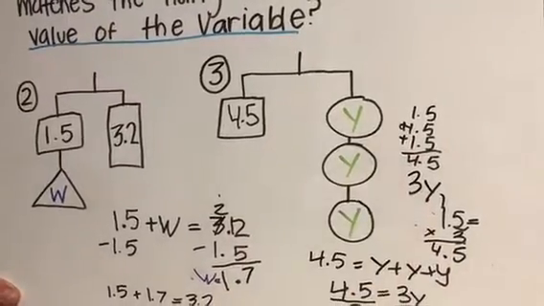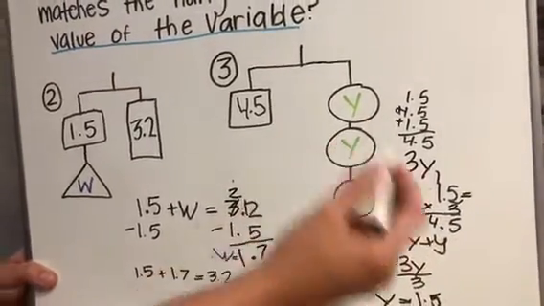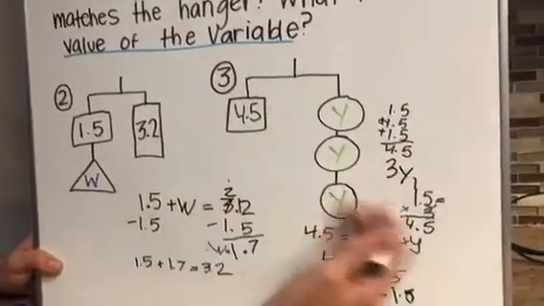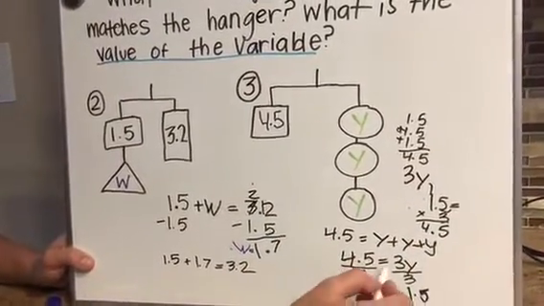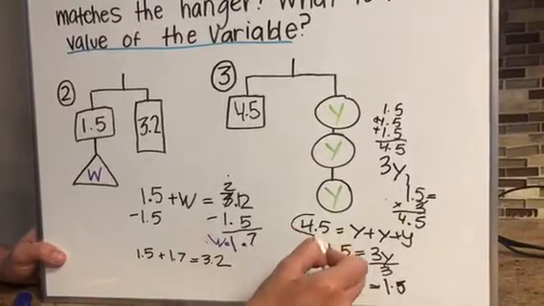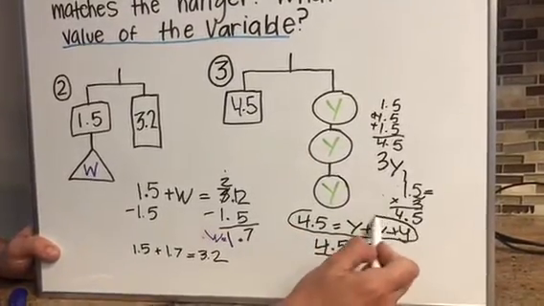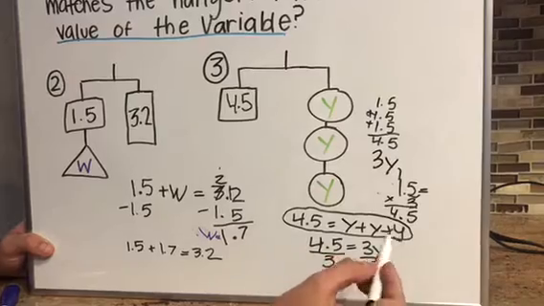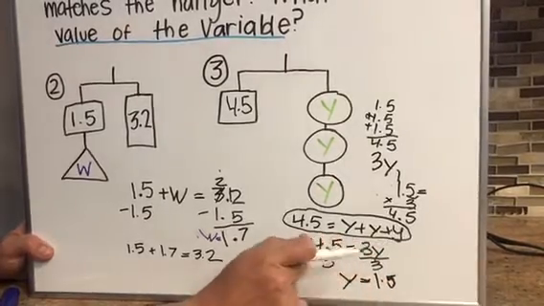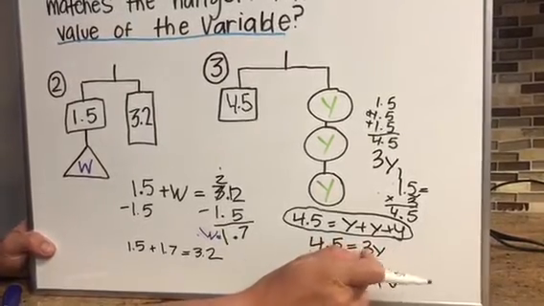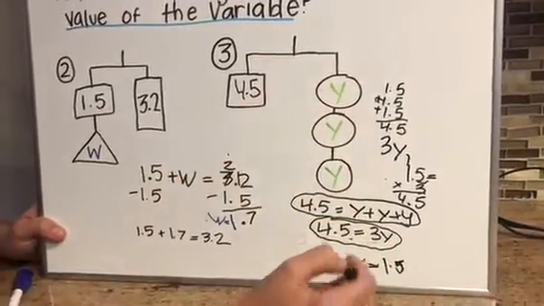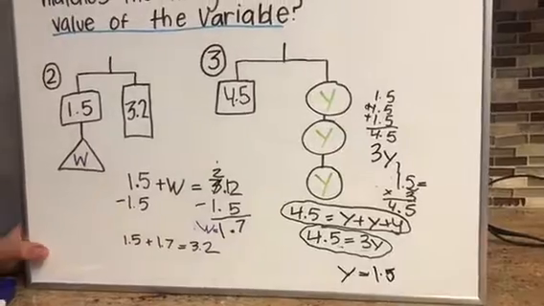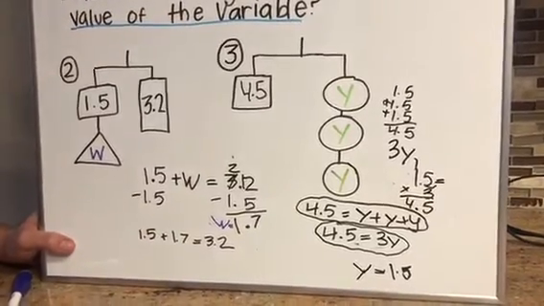So we can write multiple equations, but it doesn't matter which way you write your equation as long as you come up with the answer for your variable. So you could have used this equation, 4.5 equals y plus y plus y, or you could have used the equation 4.5 equals 3y. Either equation fits for this hanger. And our answer ends up being y equals 1.5.